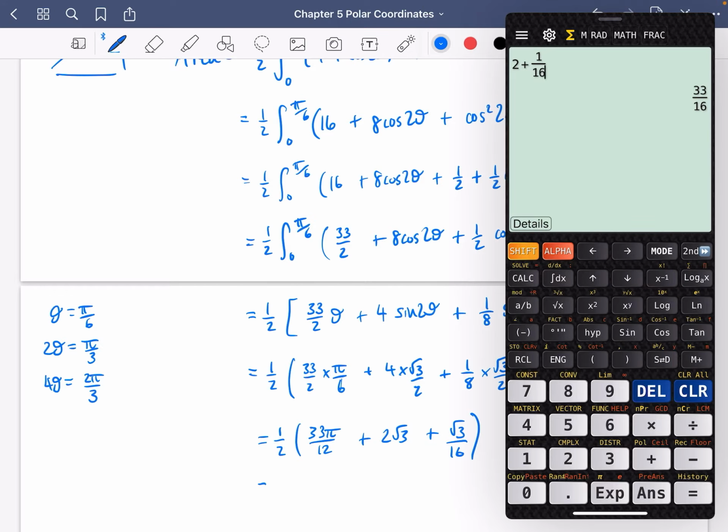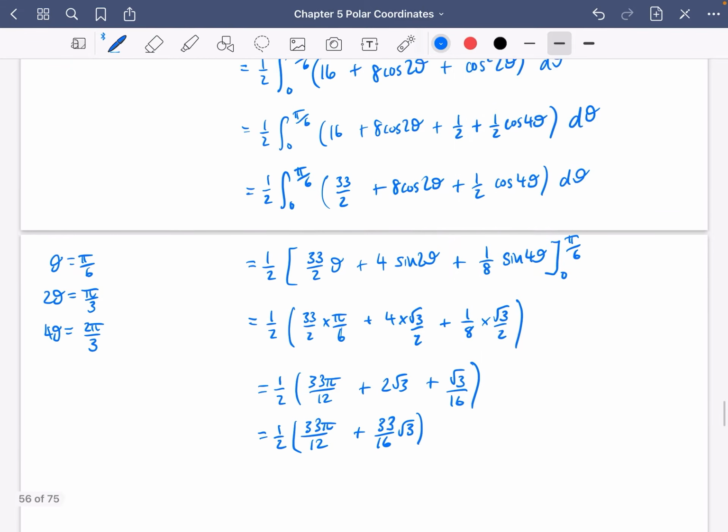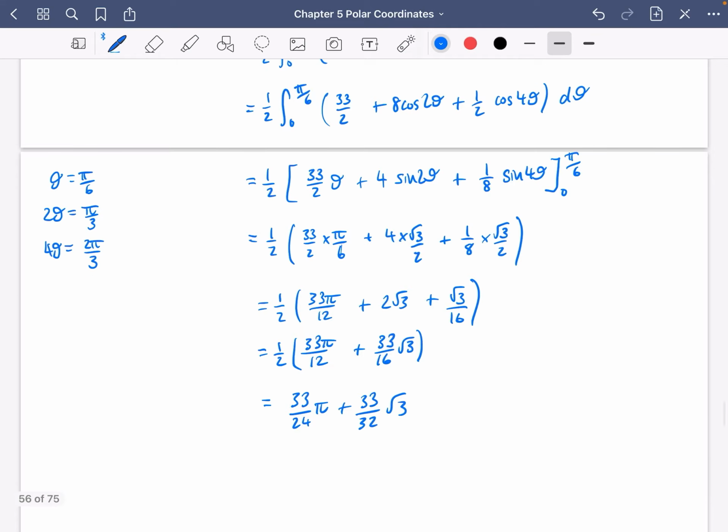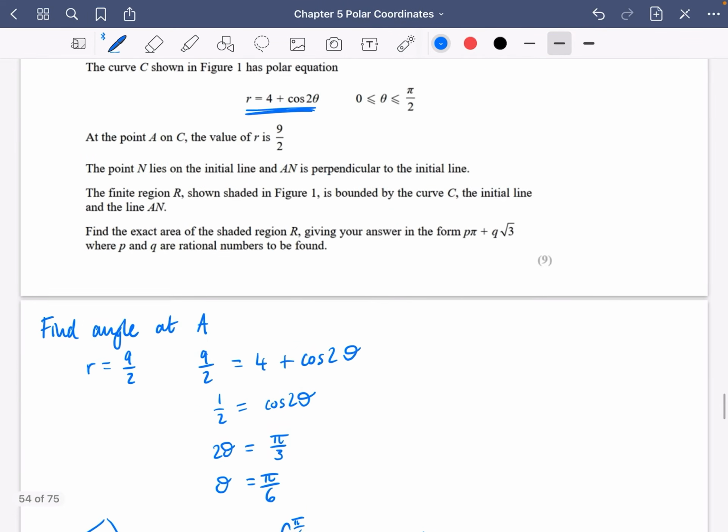So I've got 33 over 16. So it's 33 pi over 12 plus 33 over 16 root 3. And I'm going to do that multiplied by a half. So I'm going to get 33 over 24 pi plus 33 over 32 root 3. So all I need to do now is find the area of the triangle.